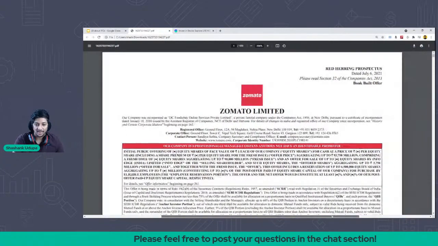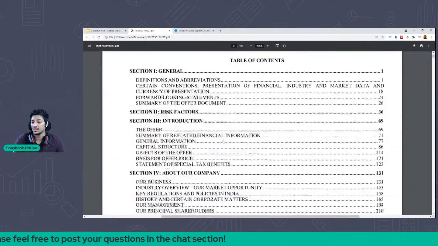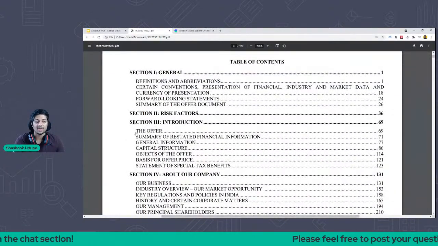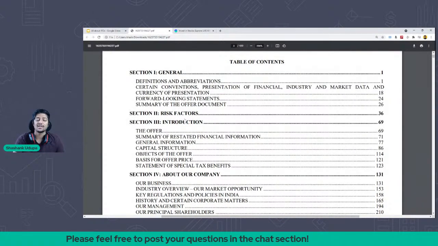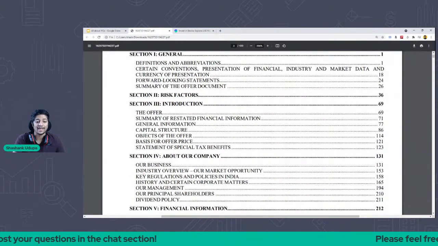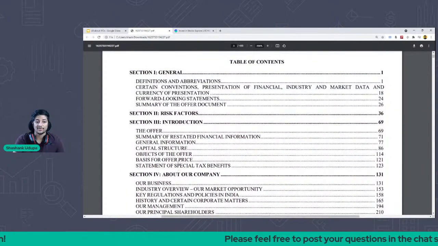So again, let me summarize what we learned, what we checked, and I will go through it again. If anyone wants some kind of revision, please put in the comments. So first thing we checked was the offer document, like section 3 on introduction offer. We first checked what is the offer of Zomato. Then we checked the risk factors of Zomato. We then went and saw the business of Zomato and the industry overview of Zomato. Then we looked at the financial statements of Zomato.